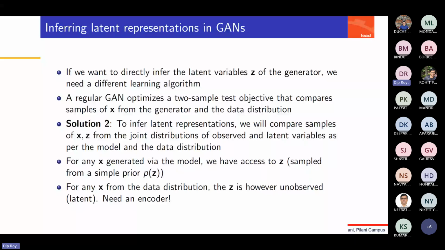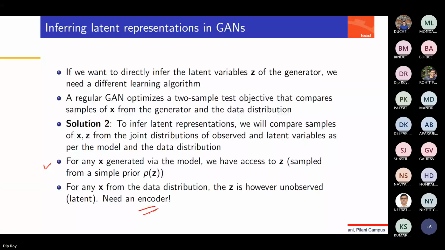Now, for any X generated via the model, we have access to Z. Obviously, we have access to Z, right? Since our generator is generating X ourselves, we have Z and we have X. For any X from the data distribution, that is the training data, we don't know the Z, and we will need an encoder to know the Z.